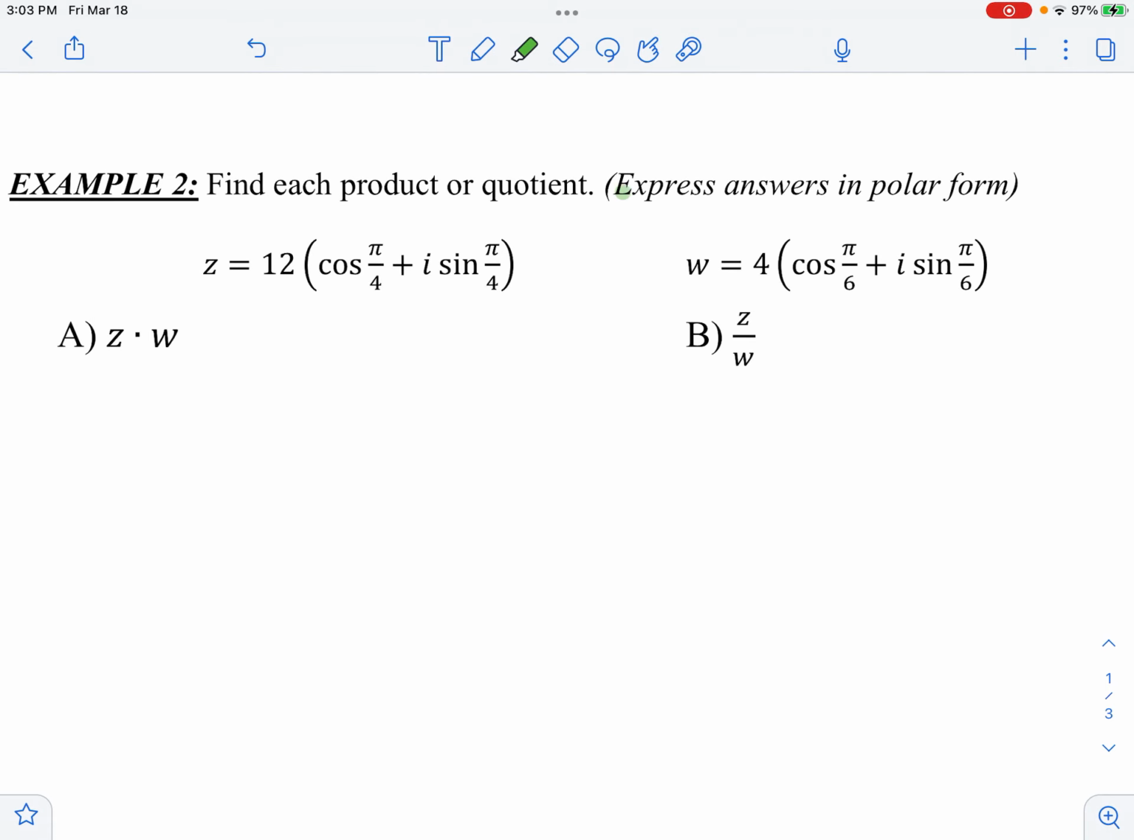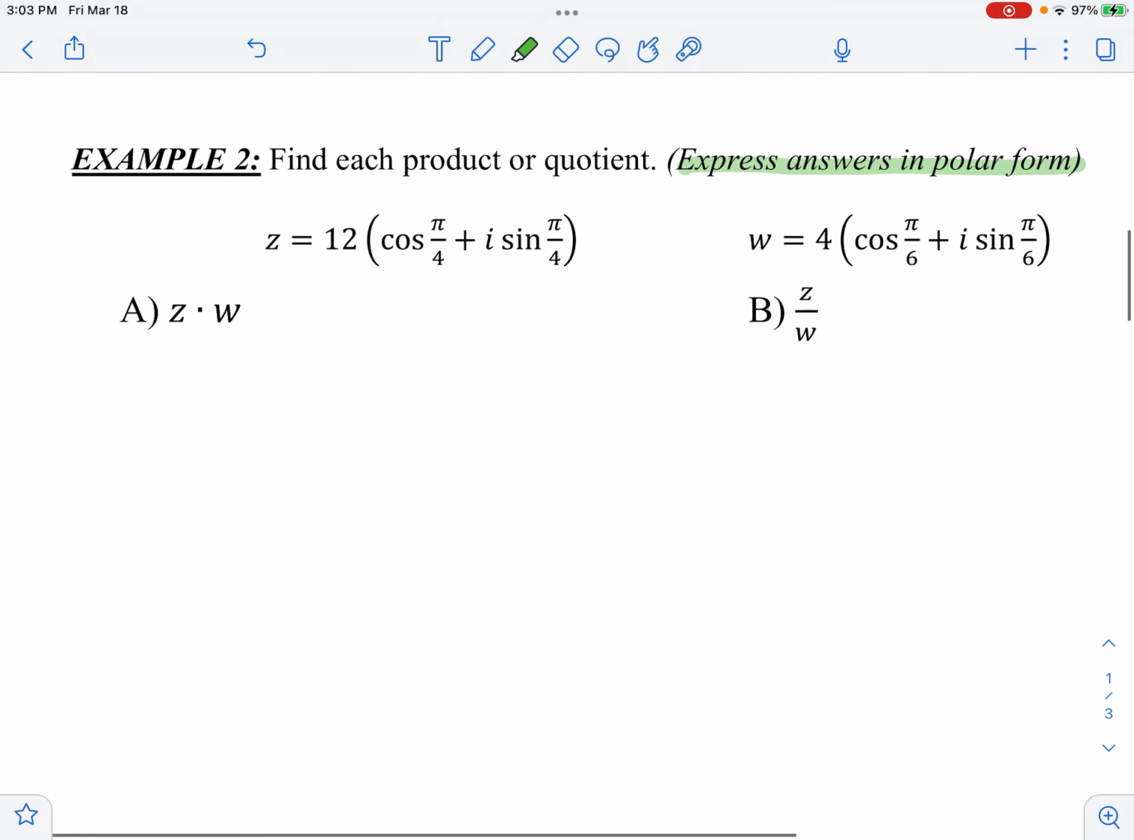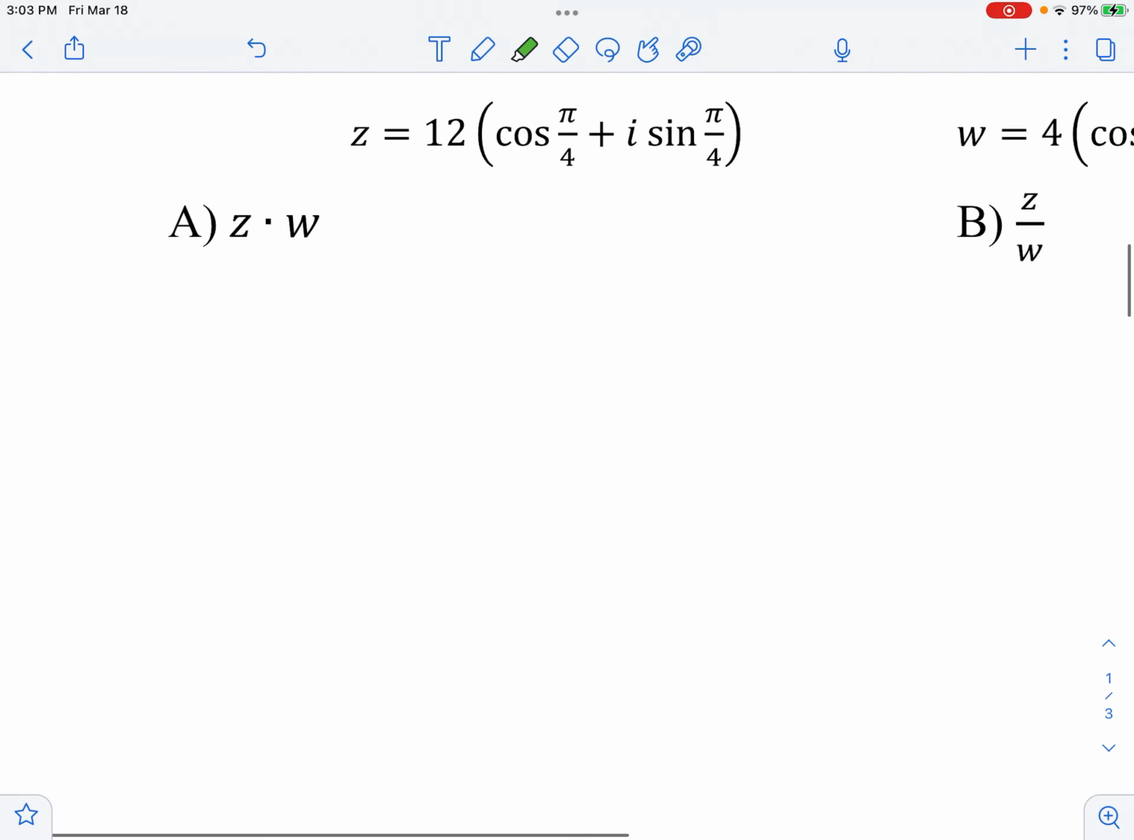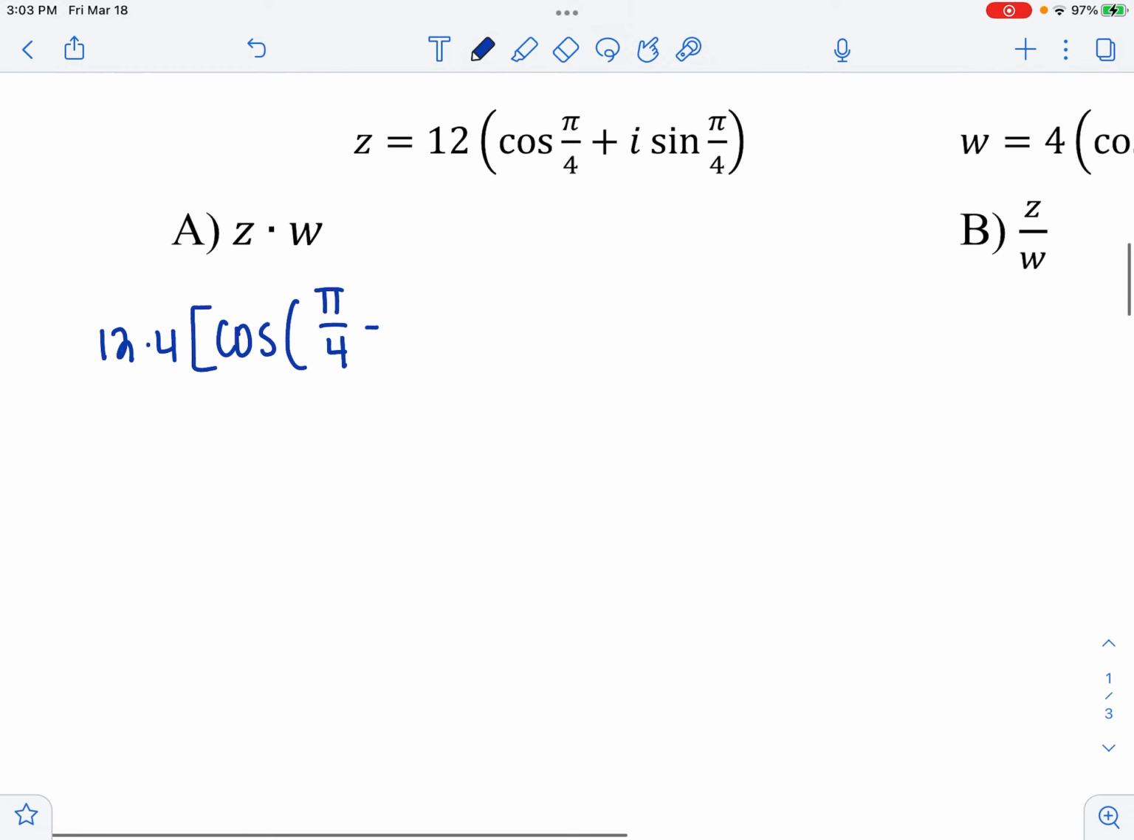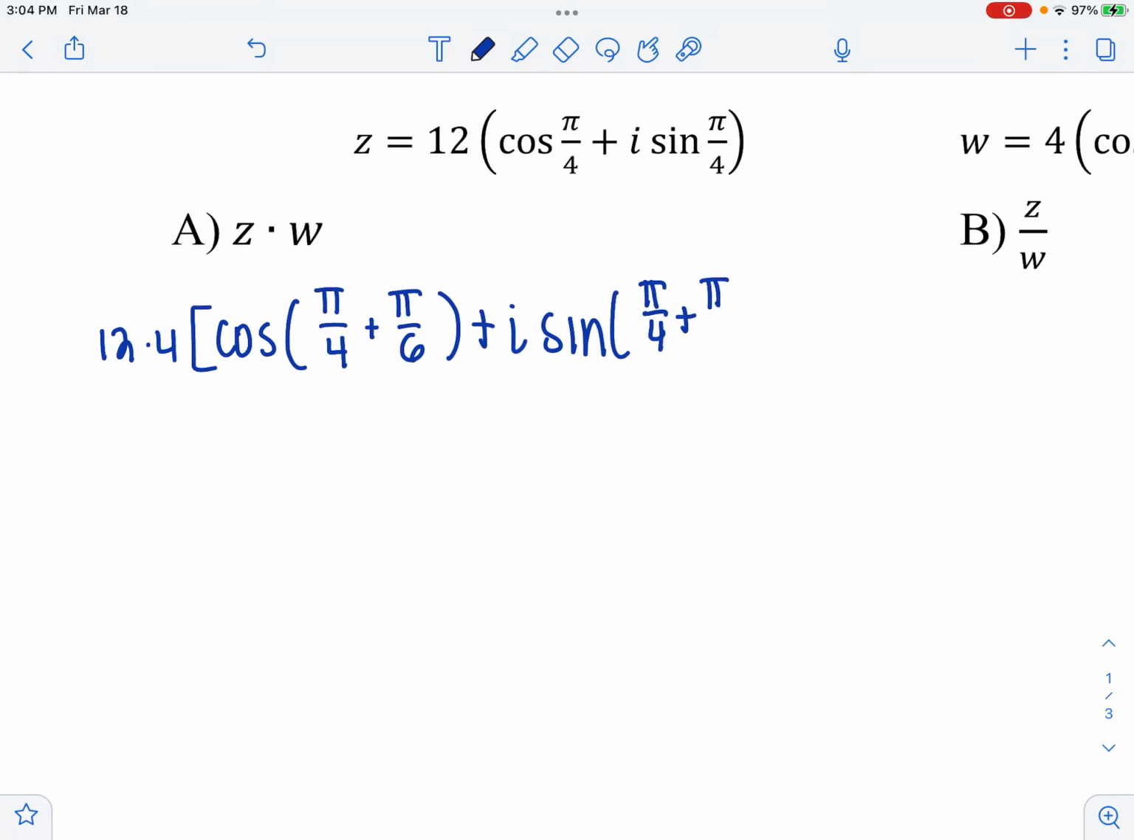Write your answer in polar form once again. So we're going to leave our answer in polar form. All right, so z times w. We're going to multiply the r values, 12 times 4, and then cosine of the theta values, theta 1, pi over 4, plus theta 2, pi over 6. Sorry, plus, because we're multiplying, so we add our angles. Plus i sine of pi over 4 plus pi over 6. All right, so that's 48.